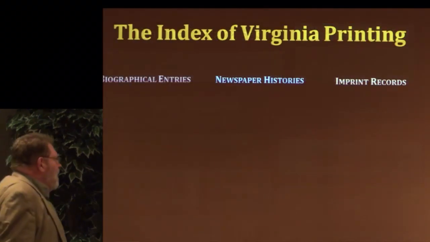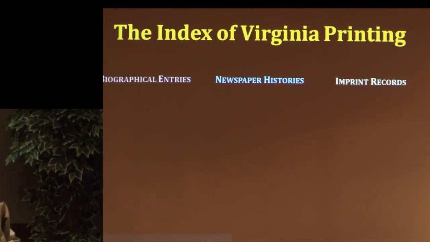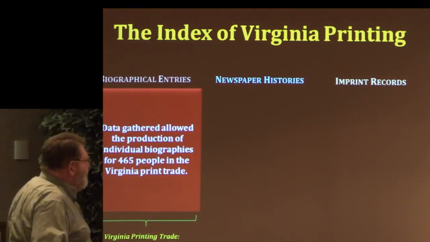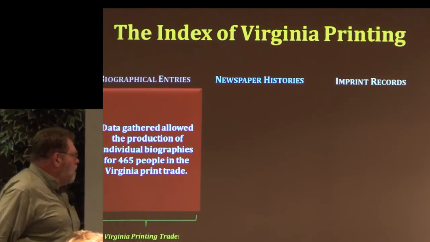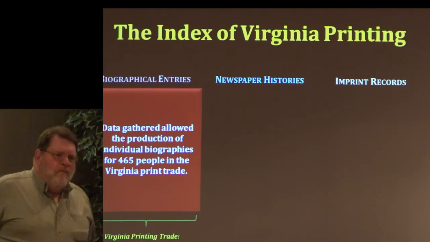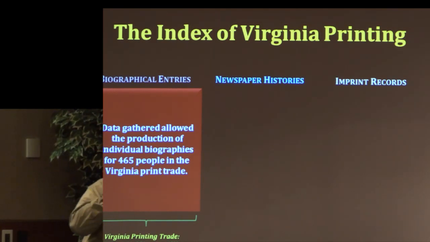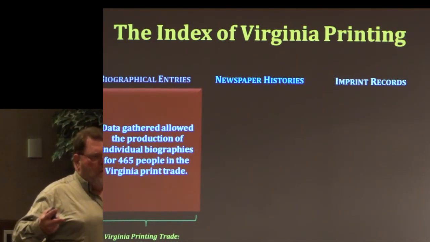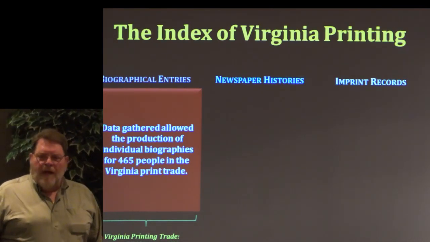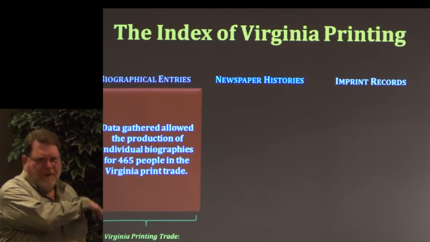So what do we do with this? I have had, as a result of all this research, the ability to write three different kinds of stories. Biographical entries, which are created at this point for 465 different people that were part of the Virginia printing trade between 1730 and 1820. In the process of writing that, that starts with the 300 that I have at the Antiquarian Society. I added another 200, filtered out 35, added 80 more. There's still 80 more people that I have to go deal with here.